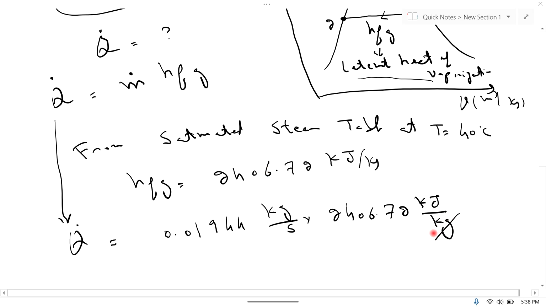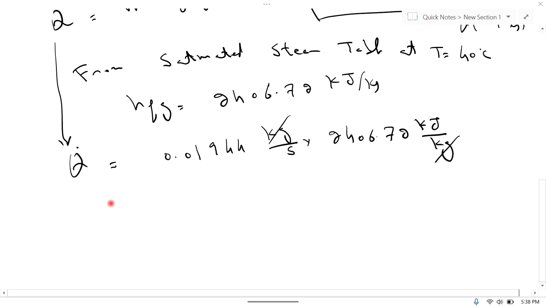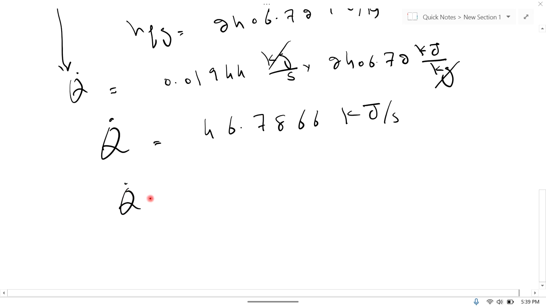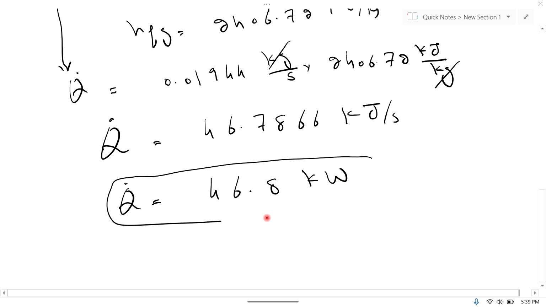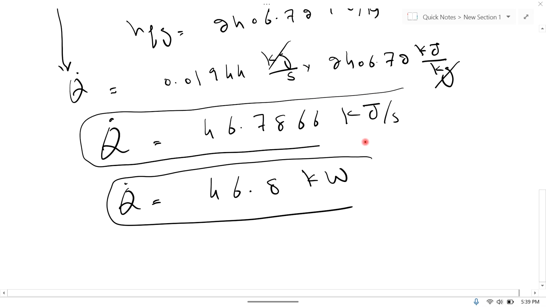So this kilogram will be cancelled with this kilogram, and Q dot is equal to 0.01944 multiplied by 2406.72, which is 46.7866 kilojoule per second. We can also write this in rounded form as 46.8 kilojoule per second, and kilojoule per second is equal to kilowatt. So this is the final answer. Both of these answers are correct, and this is the end of the problem.